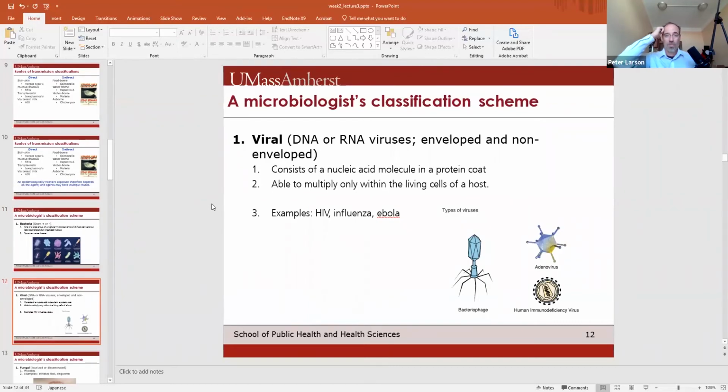Viruses. Viruses are really cool. They are a nucleic acid molecule in a protein coat. And they are interesting because they can multiply only within the living cells of a host. They cannot replicate on their own. They have to take over the machinery of the cell of a living host to create copies of themselves.